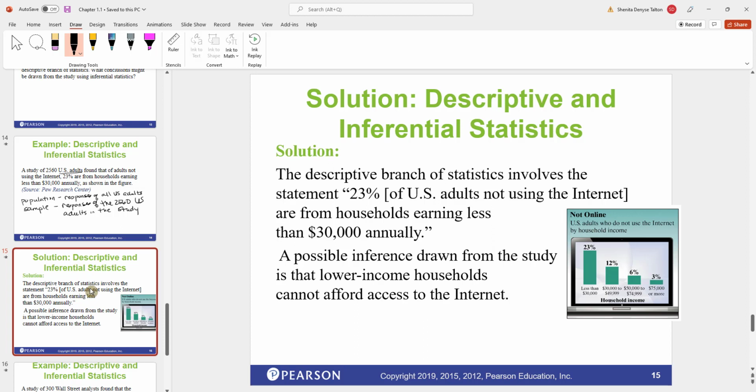So what inferences can we make from this descriptive statistic? Remember, we use a sample to draw inferences about the entire population. A possible inference drawn from the study is that lower income households cannot afford access to the internet. Lower income households cannot afford access to the internet, which kind of makes sense because it tells you the adults who don't use the internet have a very low household income, $30,000. So this is the visual over here.